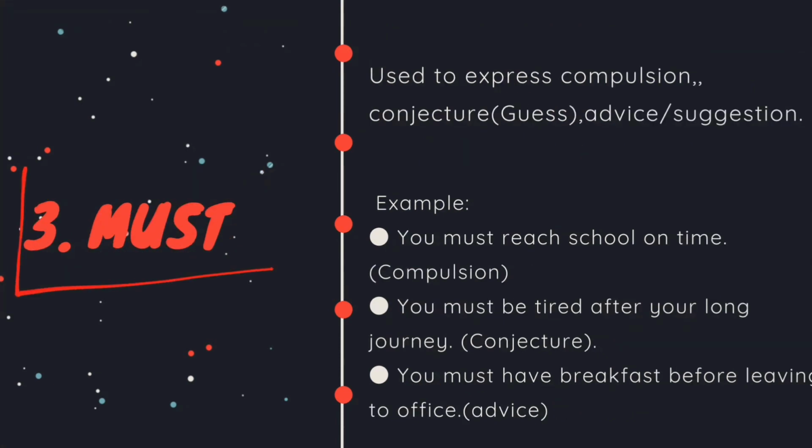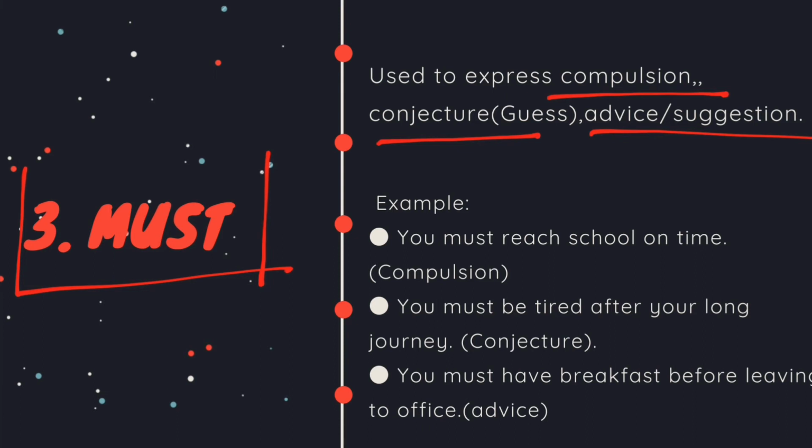Now the third modal of the video, that is must, used to express compulsion, conjecture, that is guess, advice or suggestion. So if you have to tell some compulsory thing that this will happen, at that place you will use must. And if you have to guess something, then also you will use must. And if you have to advise or suggest someone, at that place also you are going to use the modal must. So let's see the example of it.